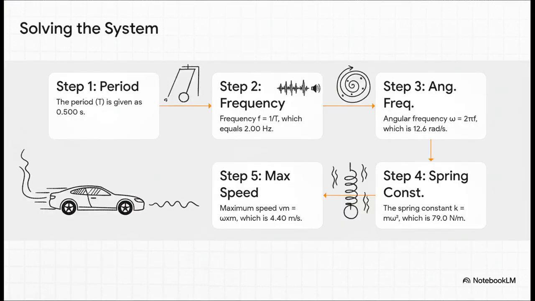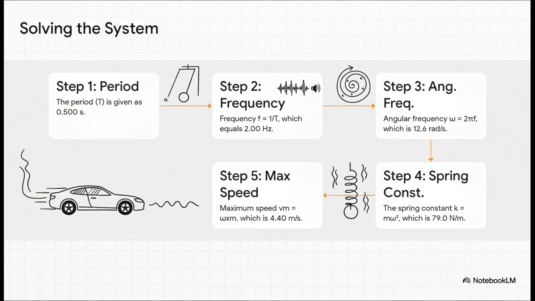Let's walk through it. Step 1 is a gimme. We know the period is half a second. Easy. From there, we find the frequency, just 1 divided by the period. That's 2 Hertz, which just means it goes back and forth twice every second. Simple enough. Next, we find the angular frequency, omega, which is really just a way of measuring cycles that makes the math work out nicely.